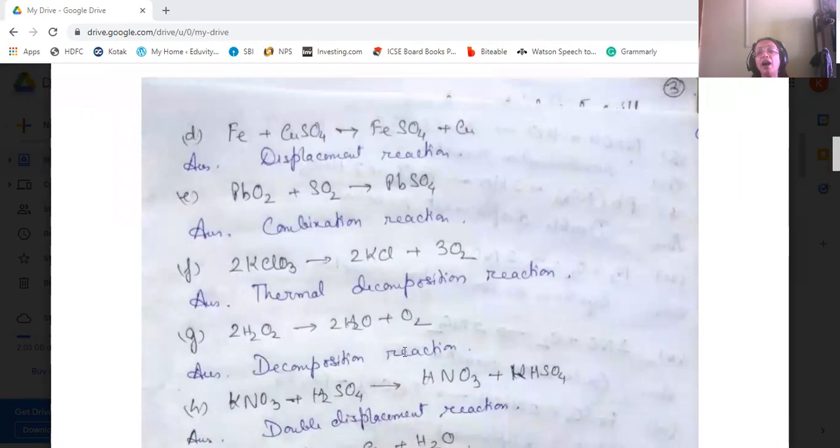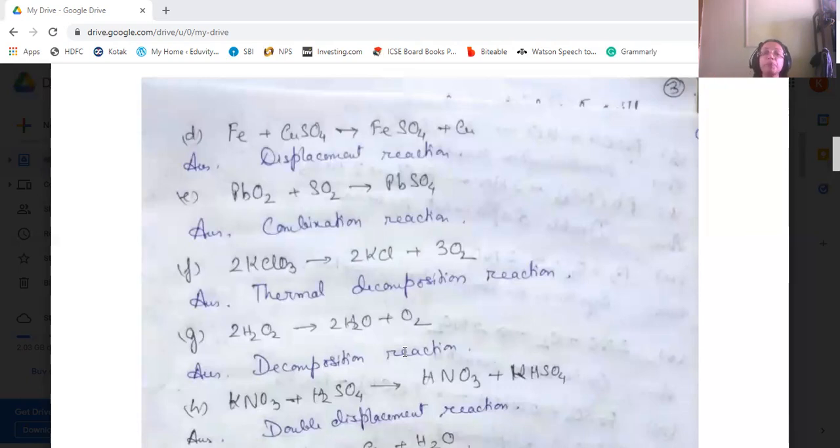Then iron plus CuSO4, Fe plus CuSO4 forms FeSO4 and copper. Iron displaces copper from copper sulfate. Copper sulfate is a blue solution. When iron reacts with it, the solution changes from blue to green due to the formation of ferrous sulfate, and copper is given out as red copper metal.